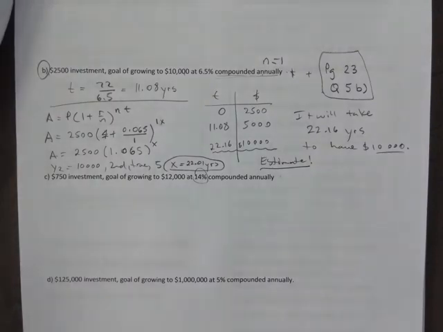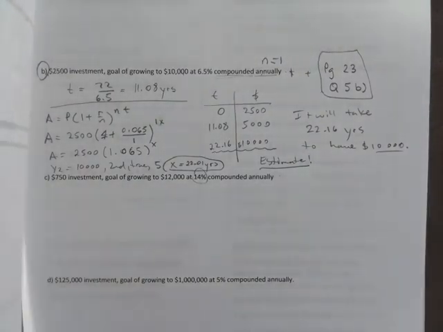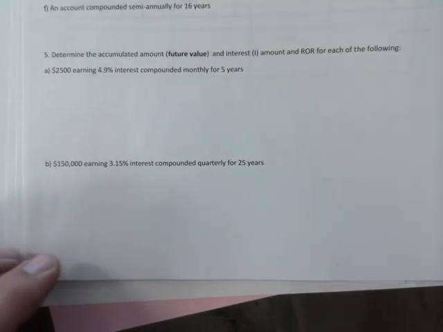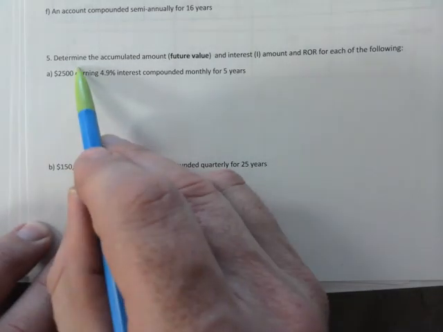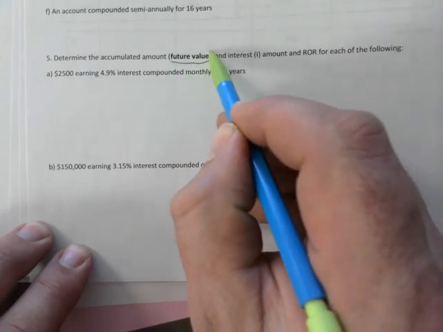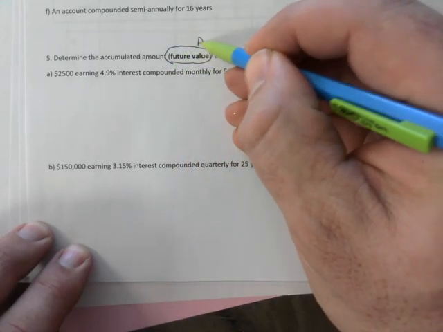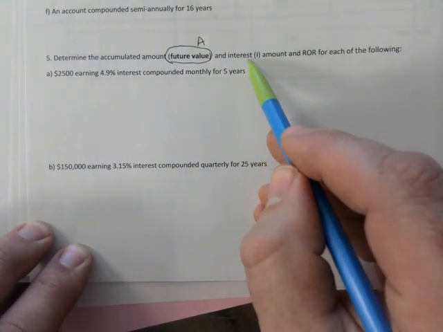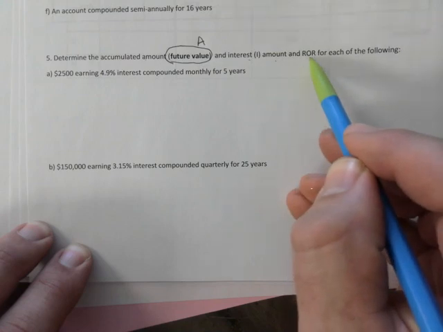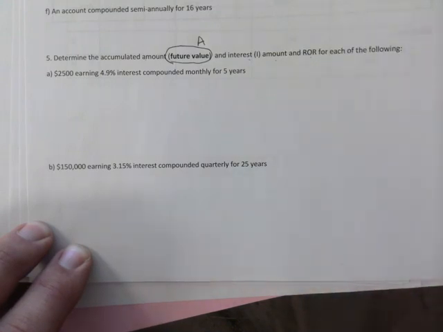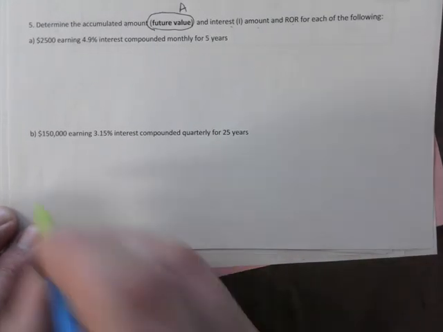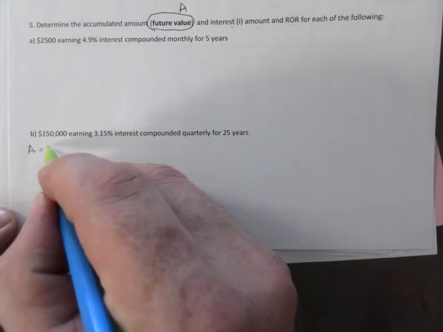Let's go backwards to page 23. And I asked you to try A. Did I say B? I said B. So we'll do B. Determine the accumulated amount, the future value. What letter is future value? It is A, right? And the interest amount, as well as the rate of return for each of the following. So this is just review for you. This is just for you. Okay? Compound interest formula looks like this.